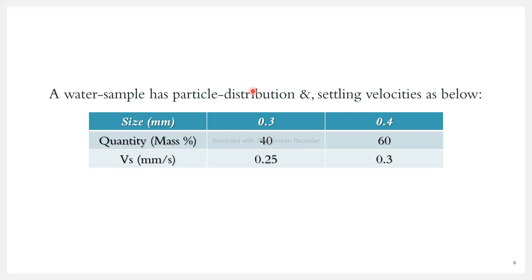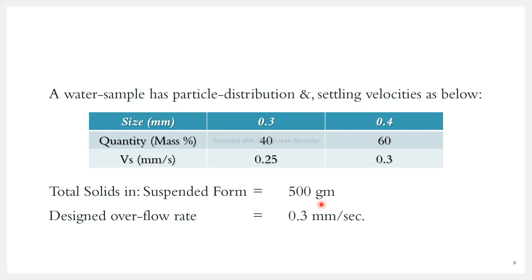A water sample has particle distribution and settling velocities as below. The particle size distribution is given like this: size in millimeter is 0.3 and 0.4. The quantity is the mass fraction. So 0.3 millimeter particles have 40% of the total mass, and 0.4 millimeter particles have 60% of the total mass. Their respective settling velocity in millimeter per second is 0.25 and 0.3. The total suspended solids is given as 500 gram, and the designed overflow rate is 0.3 millimeter per second.